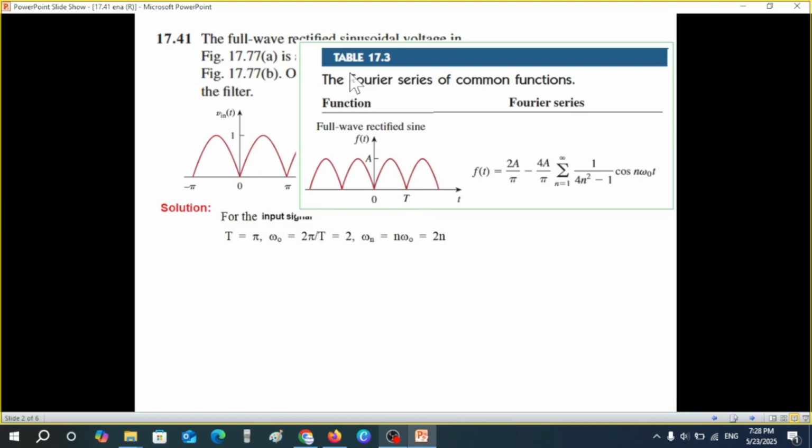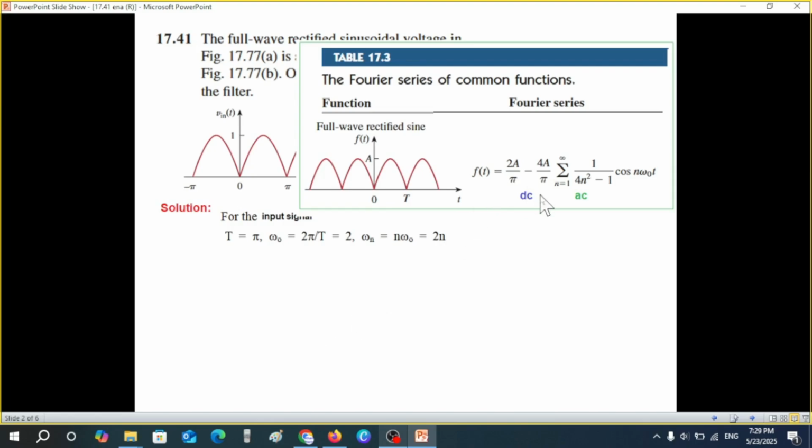Now we go into table 17.3, which defines this signal in terms of Fourier series. The only difference between this signal and our signal is the amplitude. Here it is A, here it is 1. So we replace A by 1.